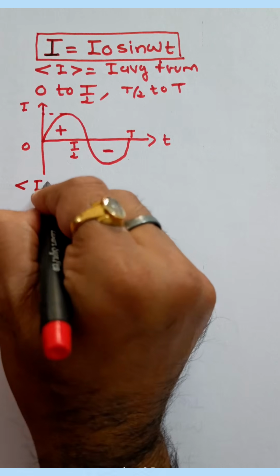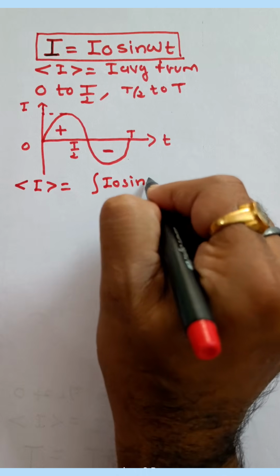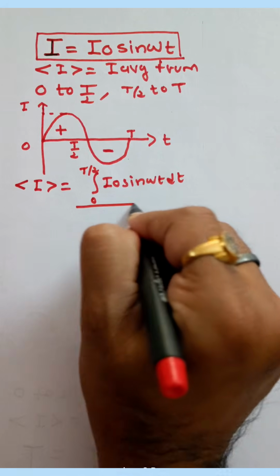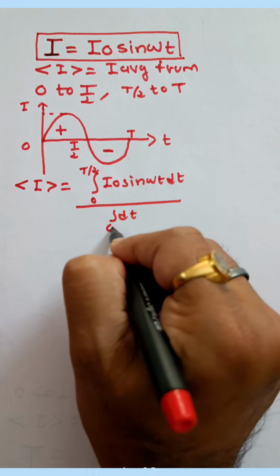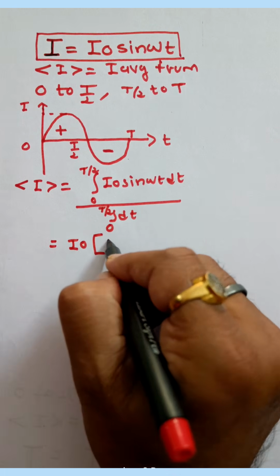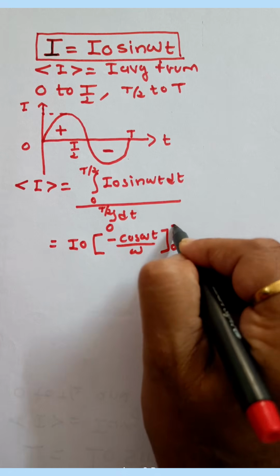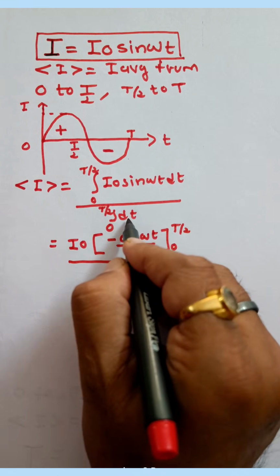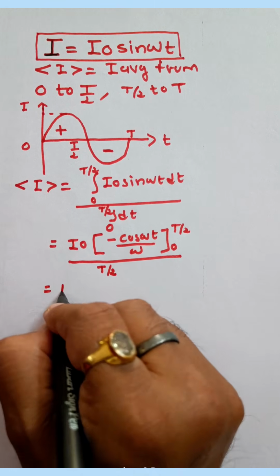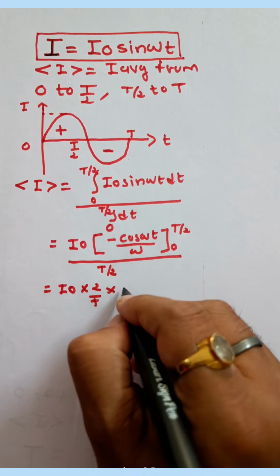Now the average of I means integration of I dt, where I is equal to I₀ sin ωt dt, with limits from 0 to T/2, divided by integration of dt from 0 to T/2. So I₀ times the integration of sin ωt, which is minus cos ωt upon ω, from 0 to T/2. The integration of dt is t, and upper limit minus lower limit is T/2 minus 0, which is T/2. So I₀ into 2 by T into, where ω is 2π by T.